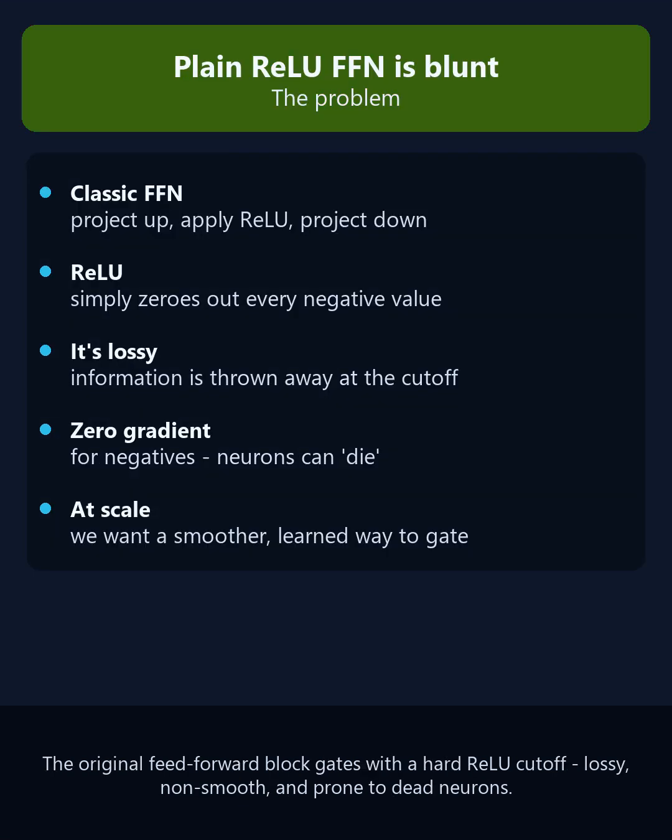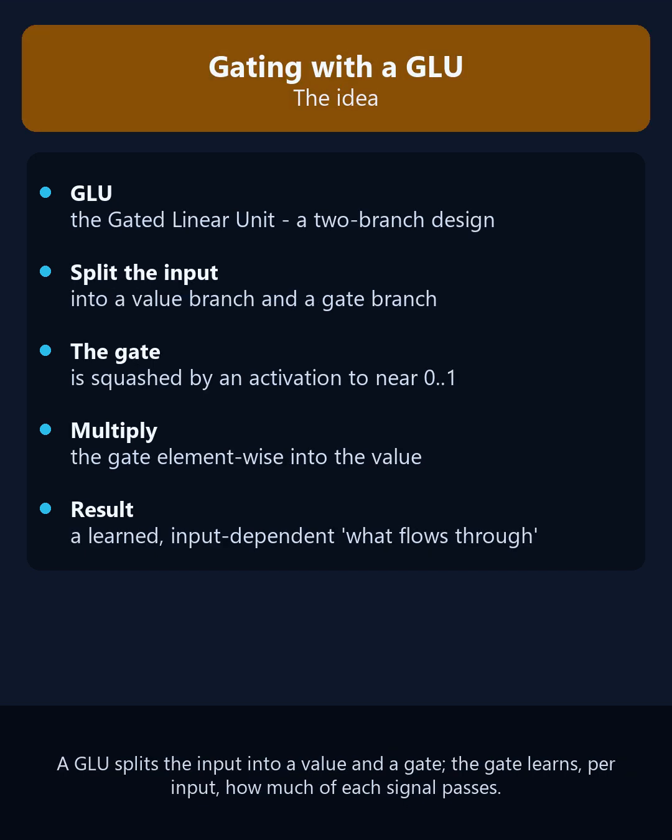Start with the pain. The original transformer's feed-forward block is simple. Project the vector up, apply ReLU, then project it back down. ReLU just zeroes out every negative value. That works, but it is a blunt gate. It throws information away. Its gradient is exactly 0 for negatives, and neurons can die and stop learning entirely. As models grew to billions of parameters, researchers wanted a richer, smoother way for this layer to decide what to keep. The fix is a gating mechanism, borrowed from the gated linear unit, or GLU.